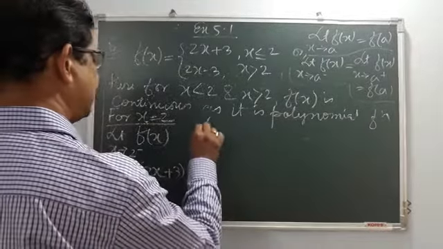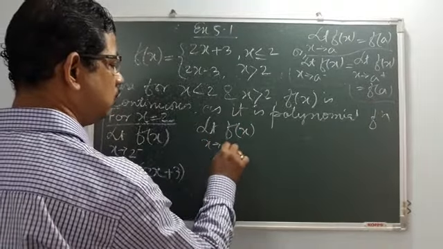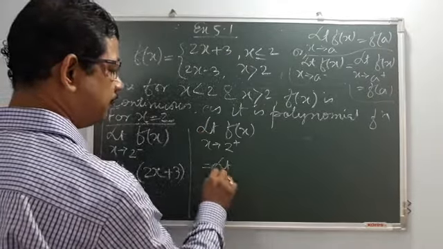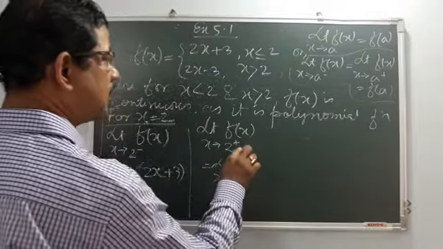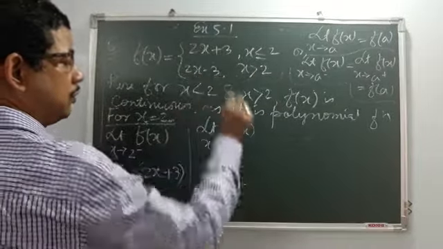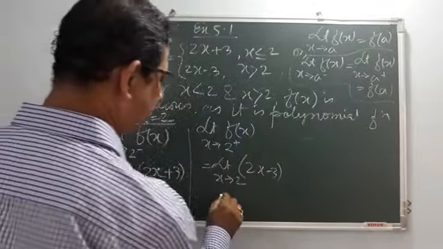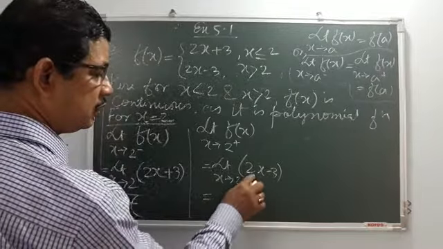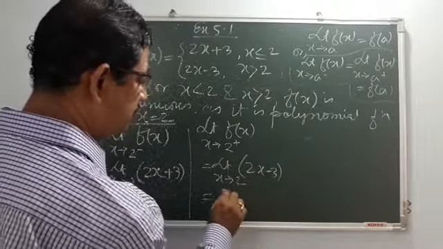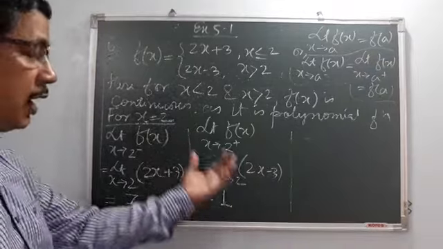Now for RHL, limit f(x) as x tends to 2 plus. In this case, what do we get? 2 plus means greater than 2. So for x greater than 2, our value of f(x) is twice x minus 3. Now, if we withdraw this limit, we have to replace x by 2. 2 2s are 4, 4 minus 3 is 1. So you see that LHL is 7, RHL is 1.